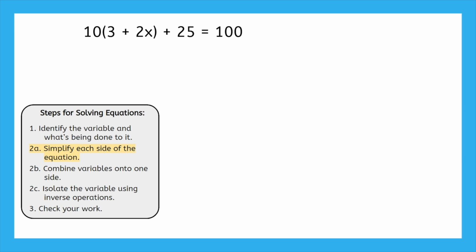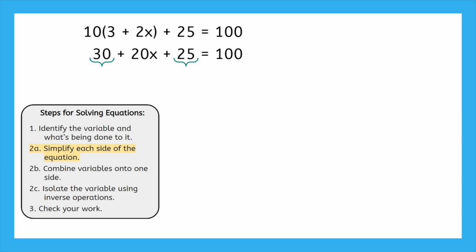What's the first step to simplifying this side of the equation? Distribution. Since the 10 is directly in front of the parentheses, we multiply 10 by the 2 terms inside to distribute. That's 10 times 3 and 10 times 2x. That gives us 30 plus 20x. Then we add the 25 onto the end, and don't forget to rewrite equals 100. Are we done simplifying the left side?